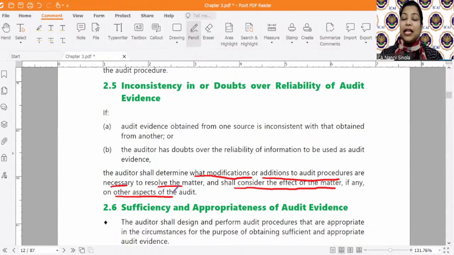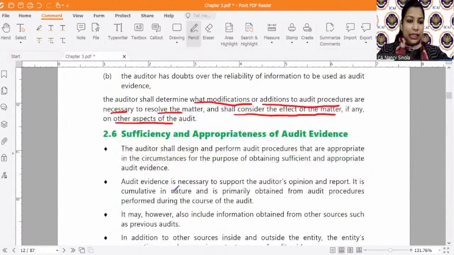There can be evidence which are contradicting each other. One evidence is saying balance of debtor should be 9 lakh. The other evidence is saying it should be 10 lakh. They are contradicting each other. And the absence of information also constitutes your audit evidence. Clear? So let us have a look at your module where all this is written.